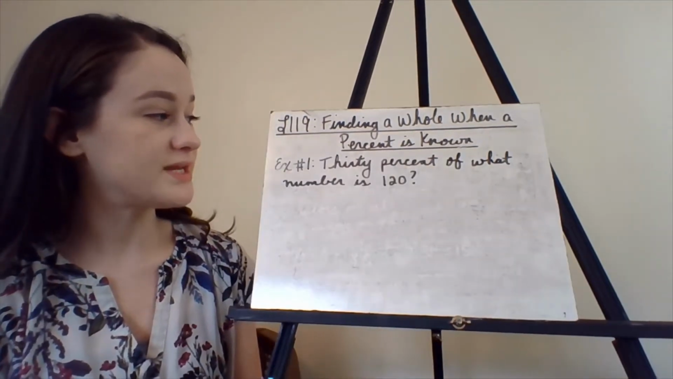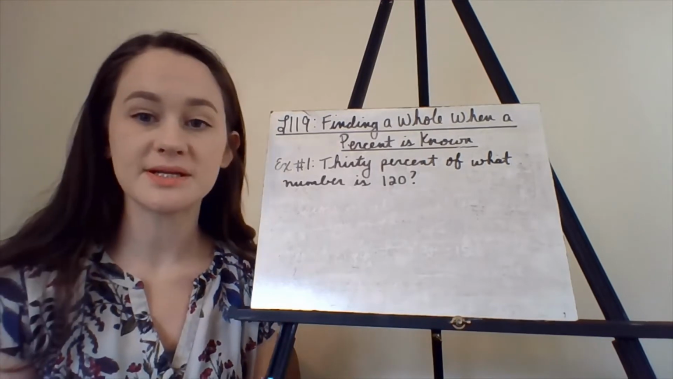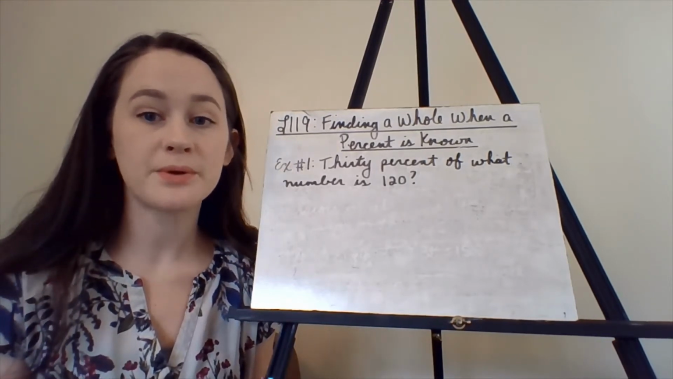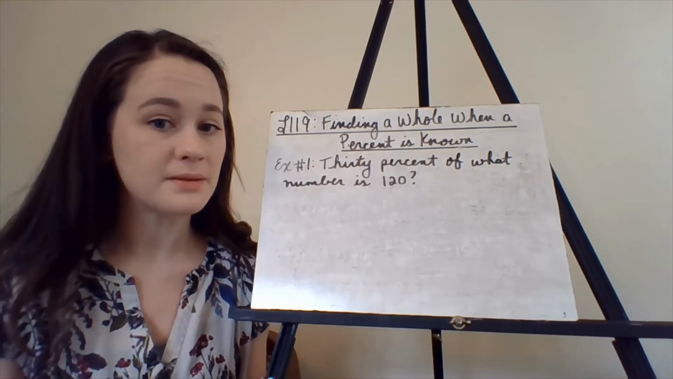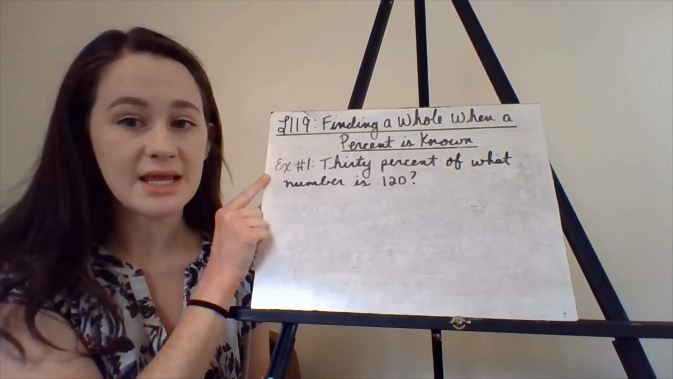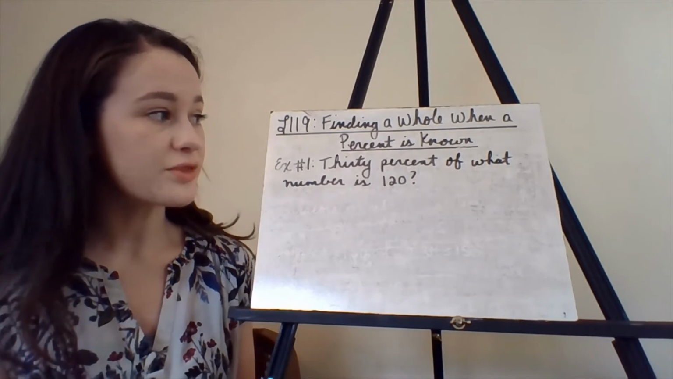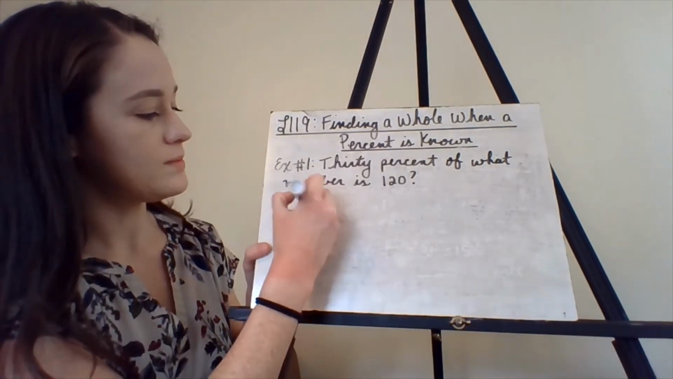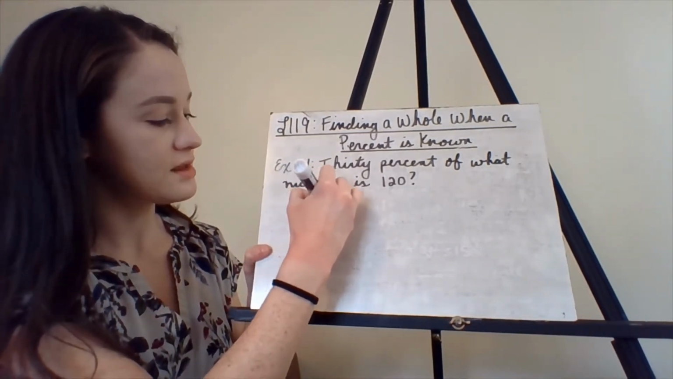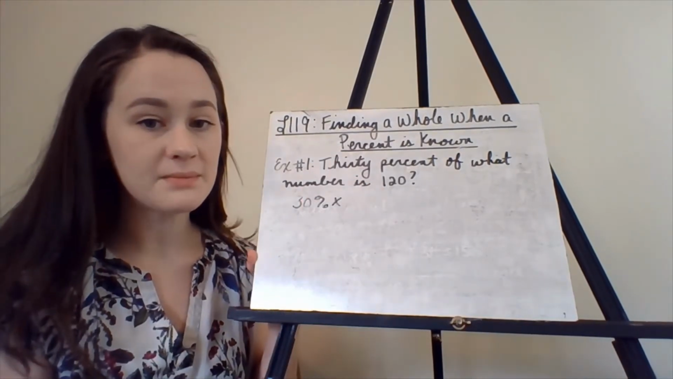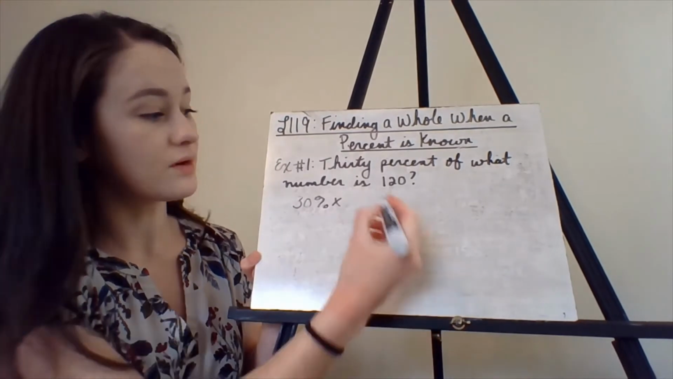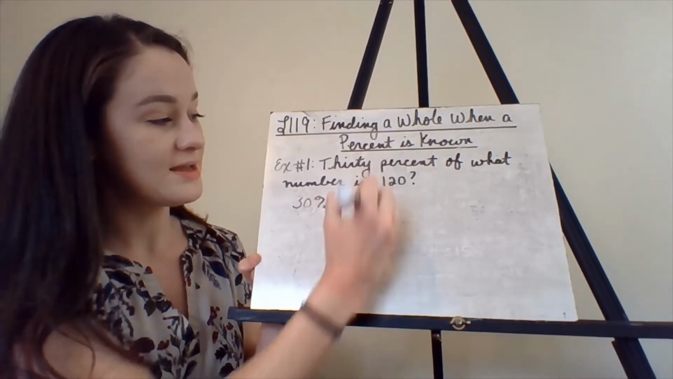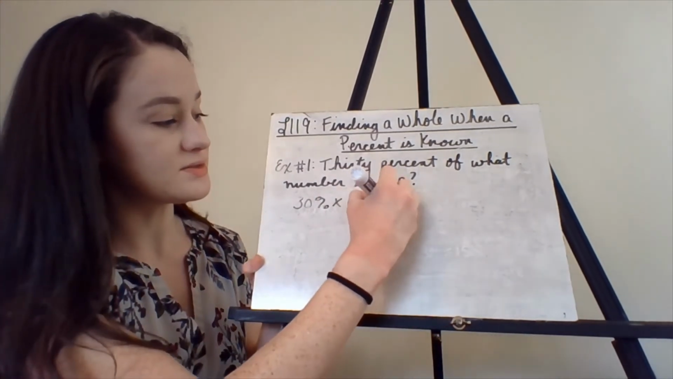Example number 1 reads, 30% of what number is 120? We're going to approach this problem exactly the same way we did the longer word problem. We'll start by translating it into an equation. So 30% of, we have 30%, and "of" always tells us that we're multiplying. Of what number, so this is what we're looking for, we'll represent it with an n, is 120.